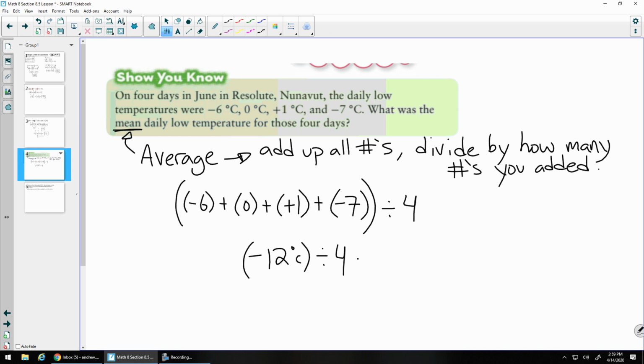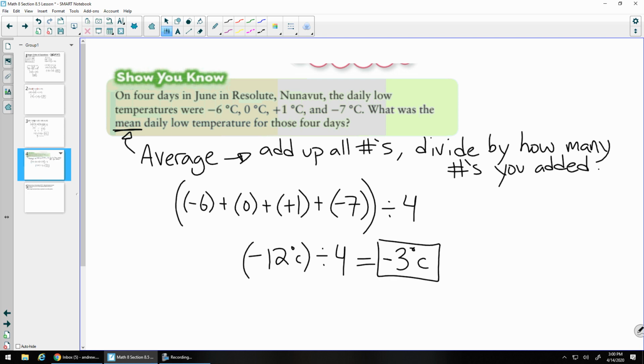And so the average temperature of each of those days is negative 12 divided by 4, which is 3. It's a negative and a positive because there were 4 days, it's a positive amount. So the answer is negative. Negative 3 degrees Celsius is the mean low temperature.